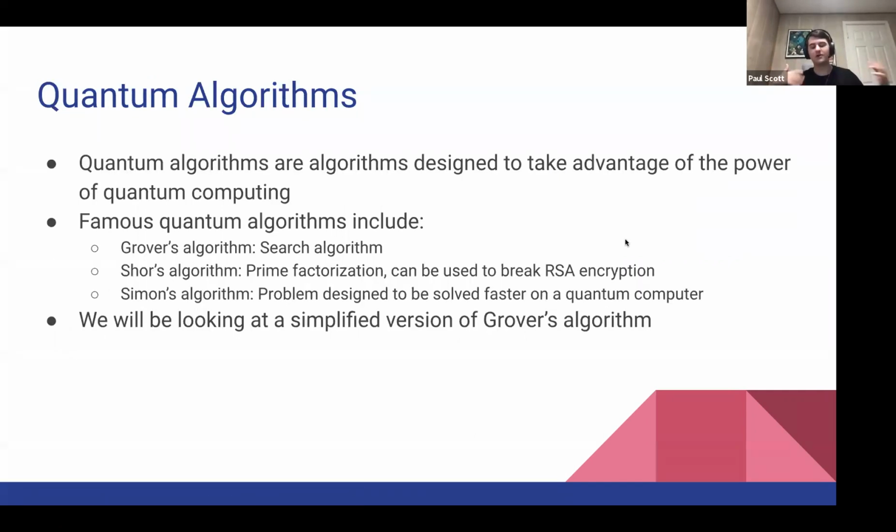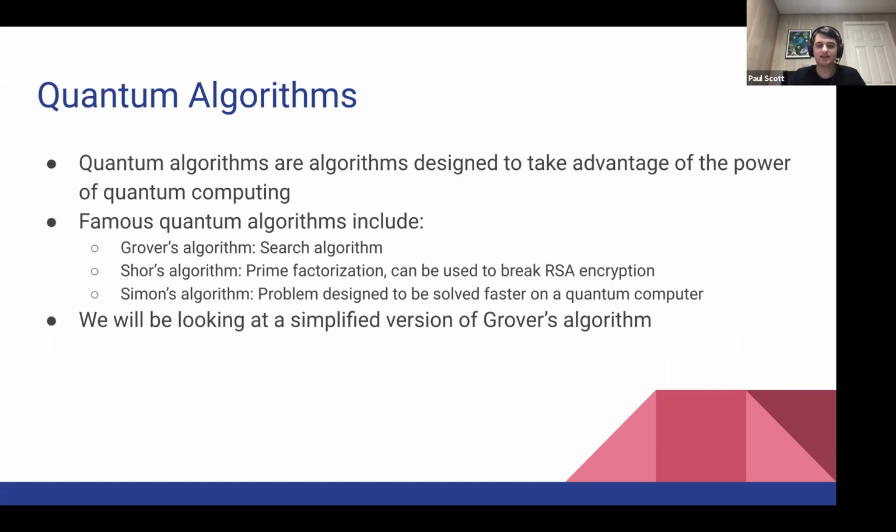Okay, so I've gone over a lot of the basics of quantum computing, understanding qubits, but what are the actual use cases? What are we actually going to use this for? So quantum algorithms are what we're going to talk about now, and they are designed to take advantage of the power of quantum computing. There are quite a few famous quantum algorithms, but I'm only going to be discussing one for the sake of time.